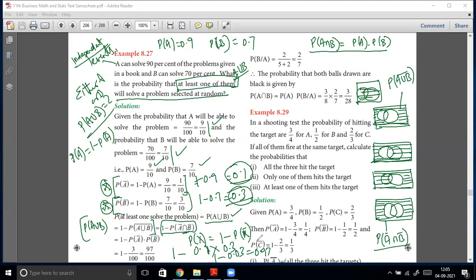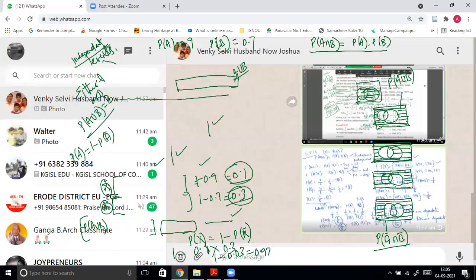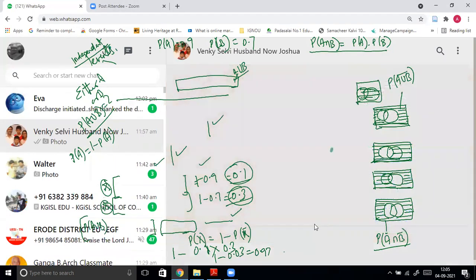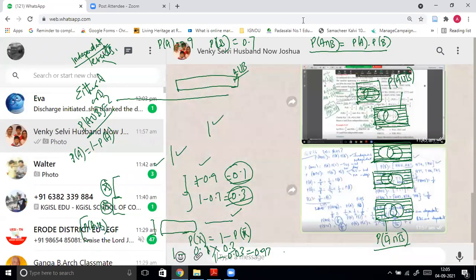Let me put this also in here. You can still use it, right? Yeah, that's why.